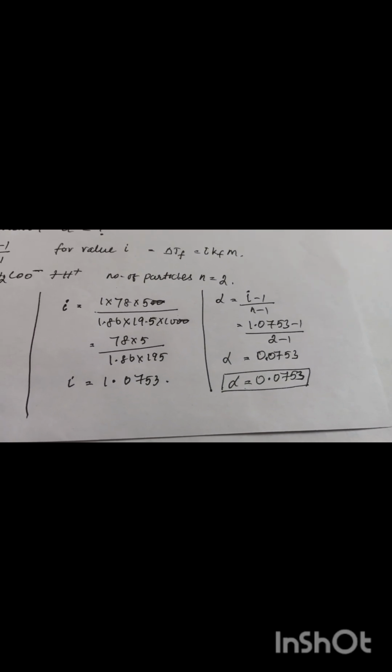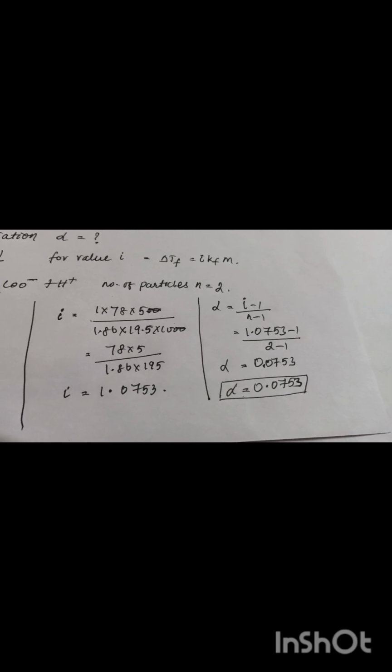So alpha is equal to i minus 1 by n minus 1. i is 1.0753 minus 1, by n is 2, so 2 minus 1, the denominator comes as 1. When we subtract, we get 0.0753. So alpha is 0.0753. Now this is for 3 marks. Already we have seen one MCQ for 1 mark, assertion reason for 1 mark, the 2 mark question, 4 marks over. Now 4 plus 3, 7 marks over. So for this solution chapter, one board paper we have solved, that is for 7 marks.